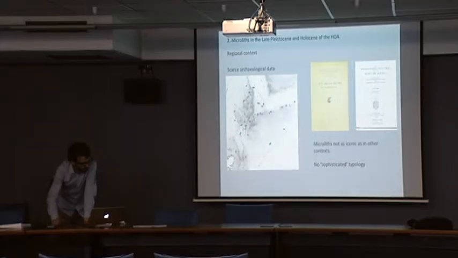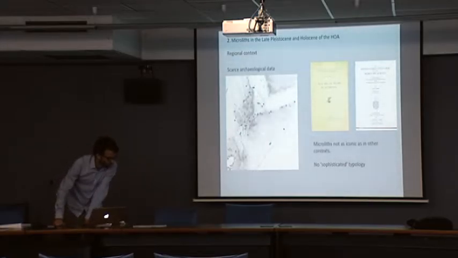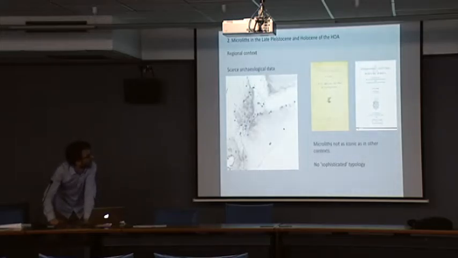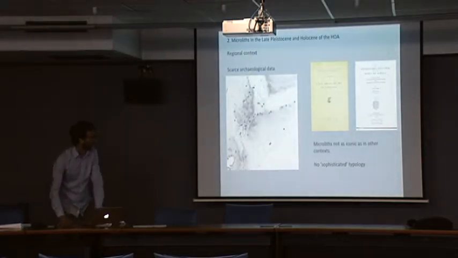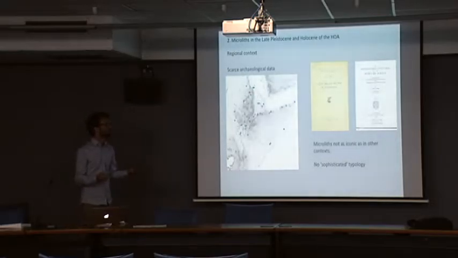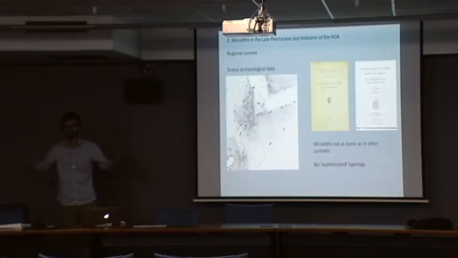What is interesting is they describe the collections without putting much emphasis on the microliths at that time, in comparison at least to other contexts. And as a result, we don't have in the Horn of Africa, and I think it's true for Eastern Africa as a whole, a sophisticated typology like we can have in some regions, and the best example is the Tixier typology in North Africa, I think.